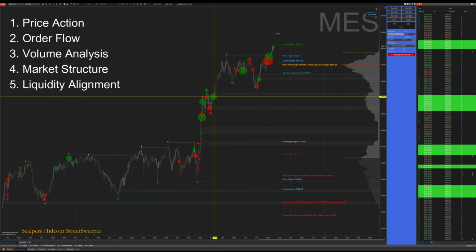I'm going to skip over the order flow portion of this for the meantime, and we'll save that to the end because that is the best part of this, and I want to spend a little bit more time on that.